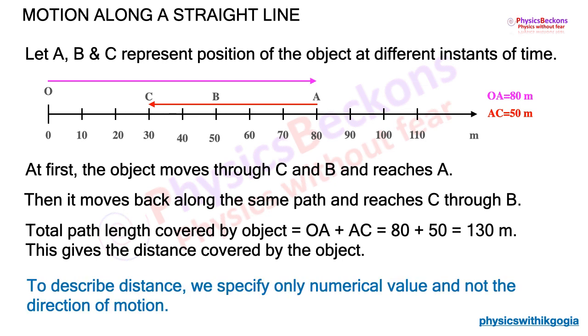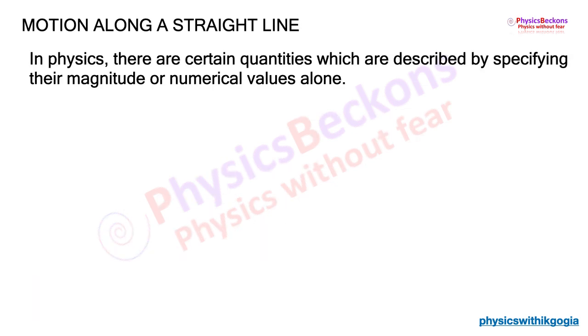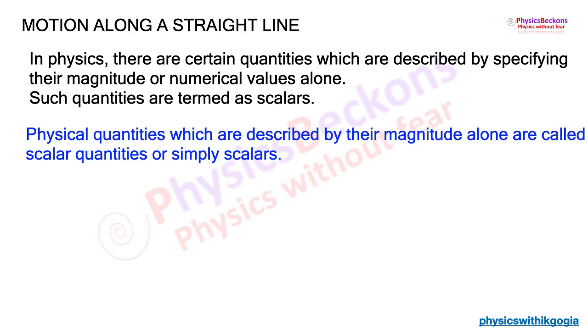To describe distance, we specify only numerical value and not the direction of motion. We are not talking about right or left or east or west. We are just finding the length of the path, which in this case is 130 meters. In physics, there are certain quantities which are described by specifying their magnitude or numerical value alone, as in case of distance. Such quantities are called scalars.